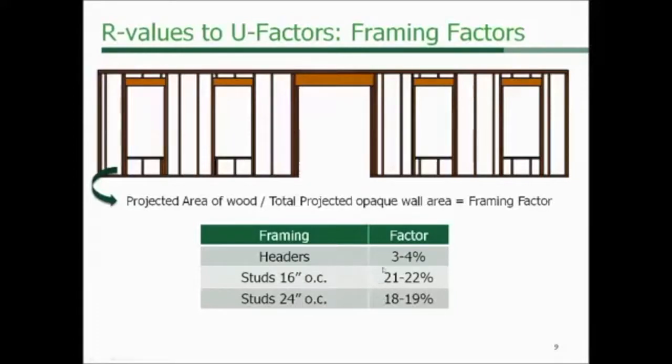So if you add, say, headers plus studs 16 inches on center, you come up with the default framing factor of 25%, and that's pretty standard for what you use. If you use studs at 24 inches on center, you come up with a default framing factor of about 22%. And that's, again, another pretty standard number that's used.